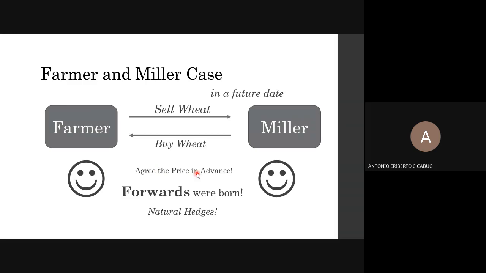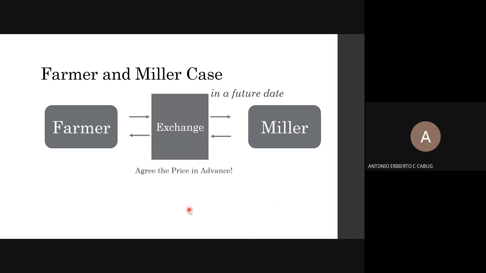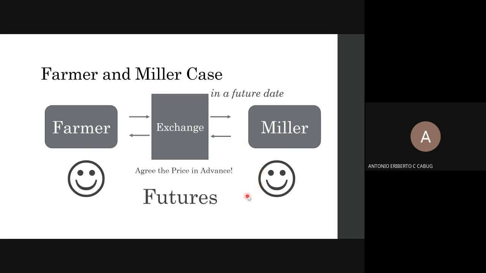We call these positions natural hedges because both of them can reduce their overall risk. The overall risk of the farmer and the miller are reduced when they agree on the price in advance. As time passed, exchanges were created to facilitate these kinds of contracts. The exchanges can guarantee the terms of the contract will be enforced, and at the same time, they were able to standardize it. Diyan nag-umpisa yung futures. That is when futures were created.